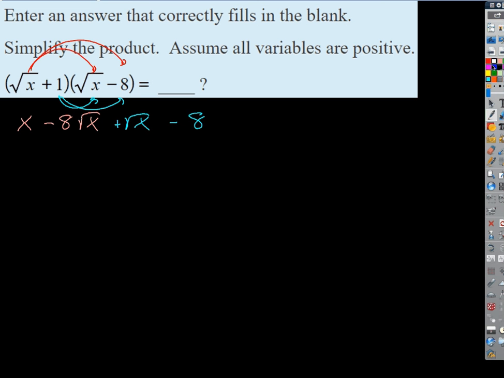And then all I have to do is just add like terms. Are there any like terms up there? Yes. The square roots of x. I get the same radicals, and so those are like terms. They're like radicals. So these I can combine. So would that be minus 7? Yeah, negative 8 square roots of x plus 1 square root of x is negative 7 square roots of x. That's it.